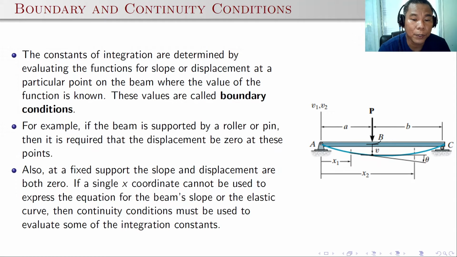Also, at the fixed support, the slope and displacement are both 0 because we need to restrain the horizontal, vertical, and the moment. So if a single x coordinate cannot be used to express the equation for both the beam's slope or the elastic curve, then continuity conditions must be used to evaluate some of the integration constants.